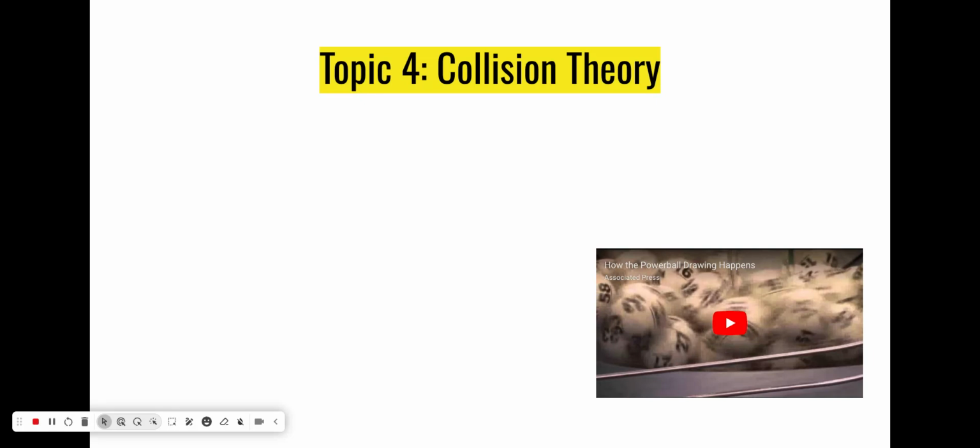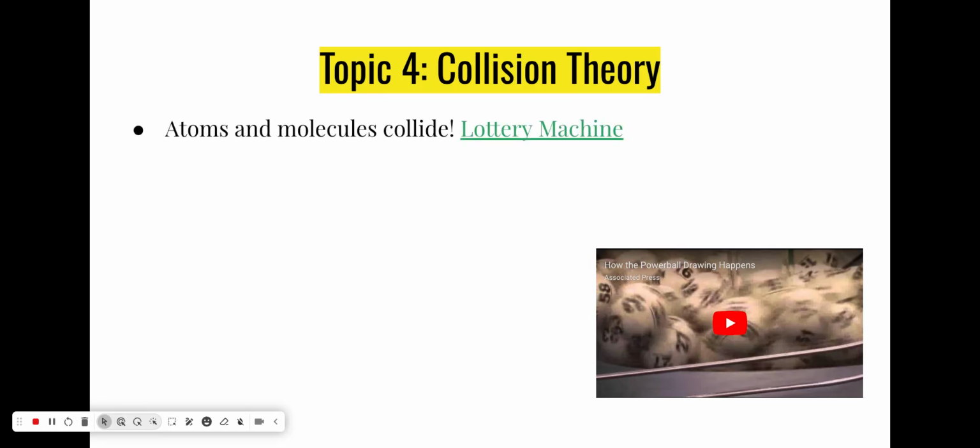Today, guys, we're going to be talking about our fourth topic in kinetics, which is collision theory, okay? So let's start off by keeping things simple. In chemistry, the very core of it is that when atoms and molecules collide, one of two things can happen. One, there's no chemical reaction, or two, there is in fact a chemical reaction.